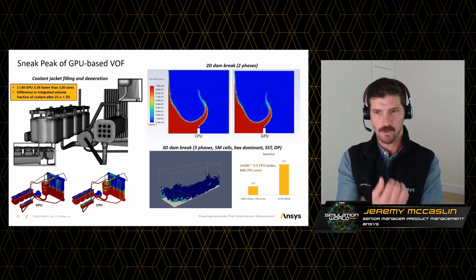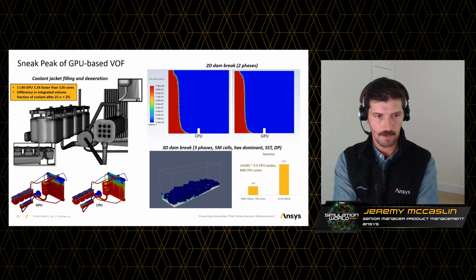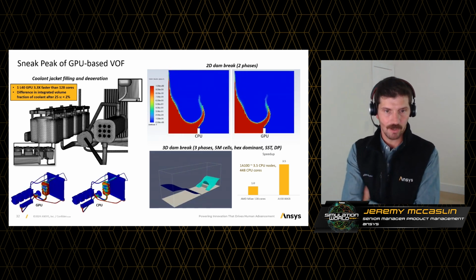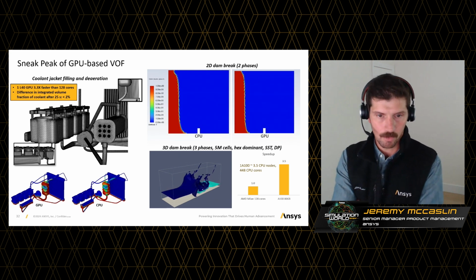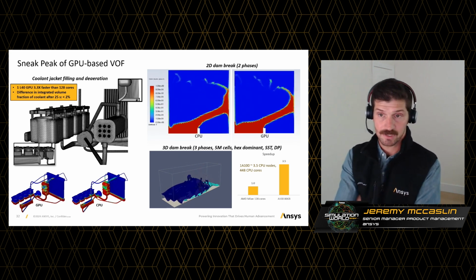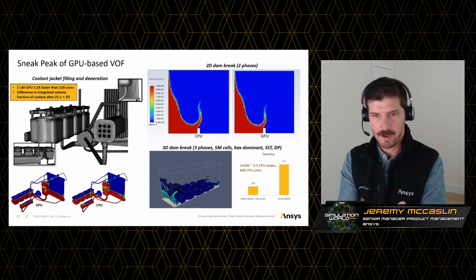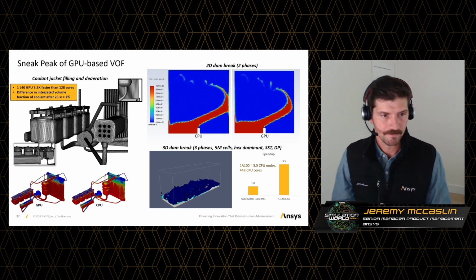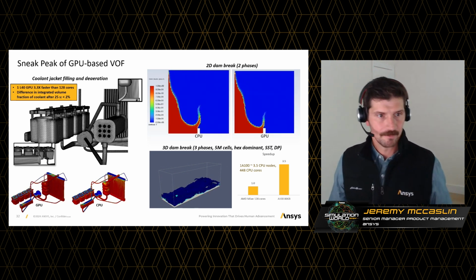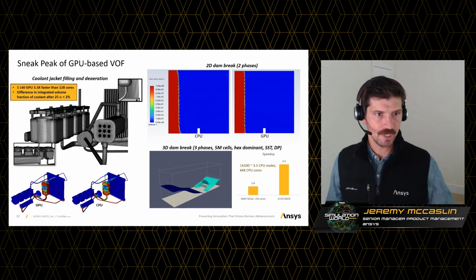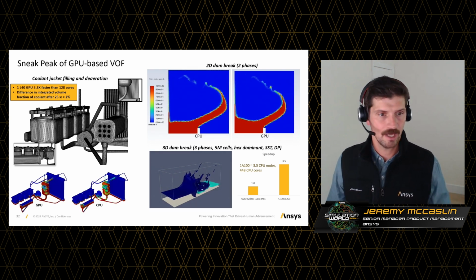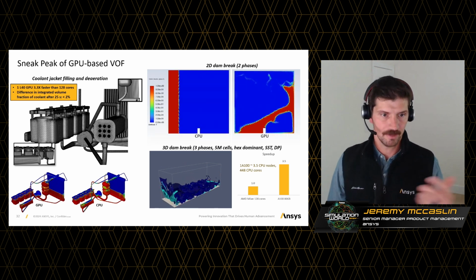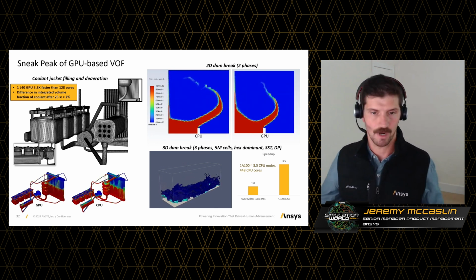If you take that to a little bit more complexity and do it in 3D, which is the animation on the bottom, you'll see that one single A100 was roughly equivalent to about 3.5 CPU nodes for that case, which came out to be almost 450 CPU core equivalency. In the case on the left, we have a cooling jacket filling and deaeration application. So you can see we're starting to bring the VOF capability in the GPU to a more industrial strength.